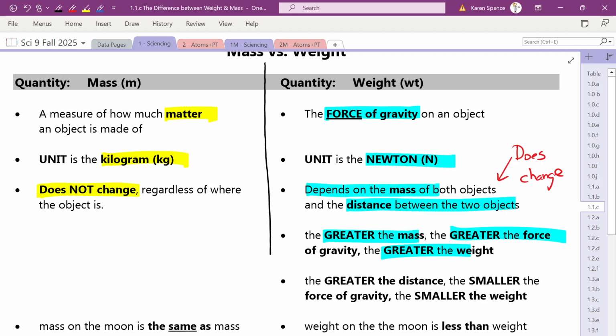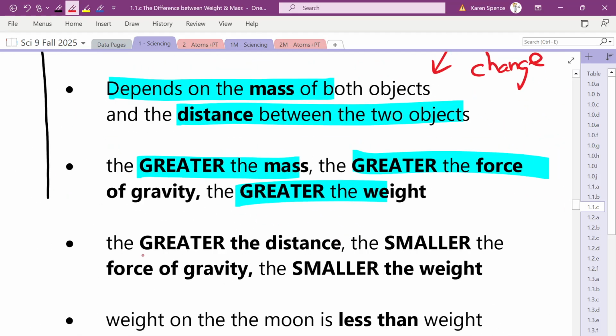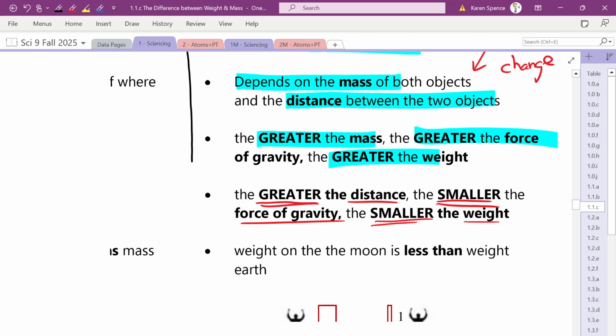So if you have a bigger distance, what happens to the force of gravity? Does it get bigger or smaller? It gets smaller. Because we're so far from the sun, that's why we don't go flinging into the sun. Isn't that fortunate? Okay, so the greater the distance, the smaller the force of gravity. And that means the smaller the weight.